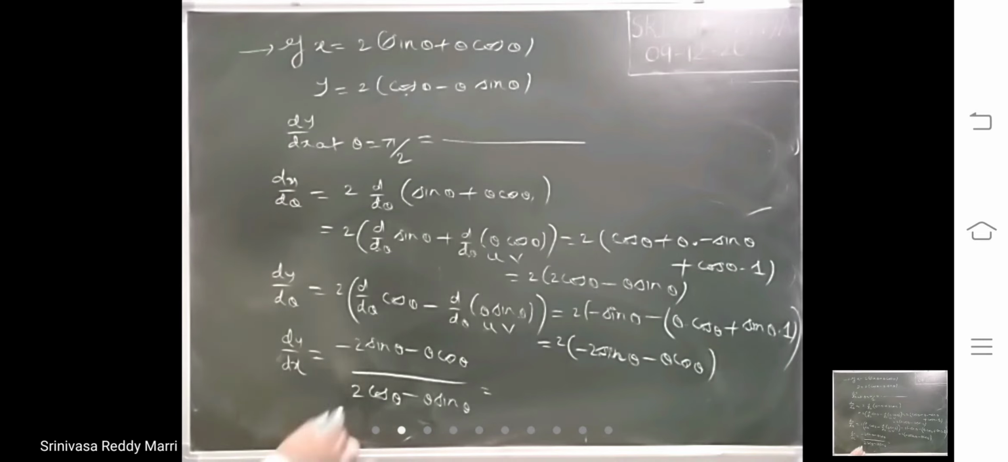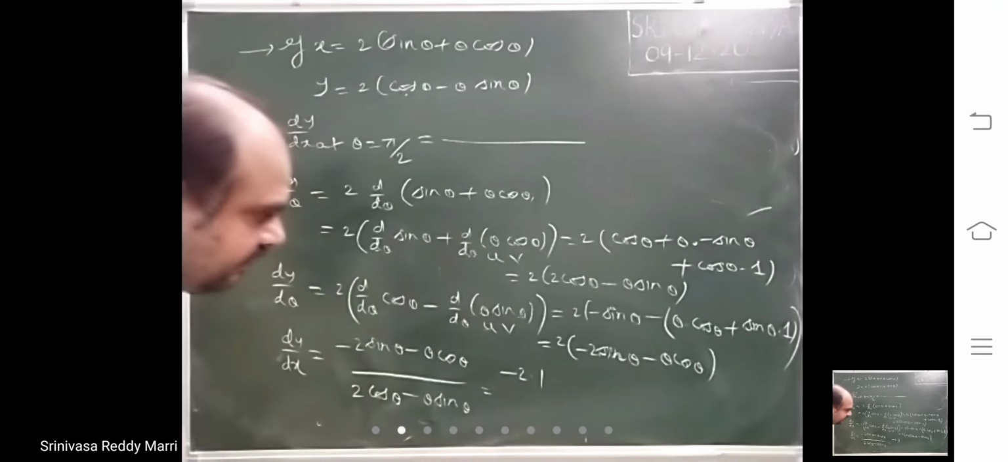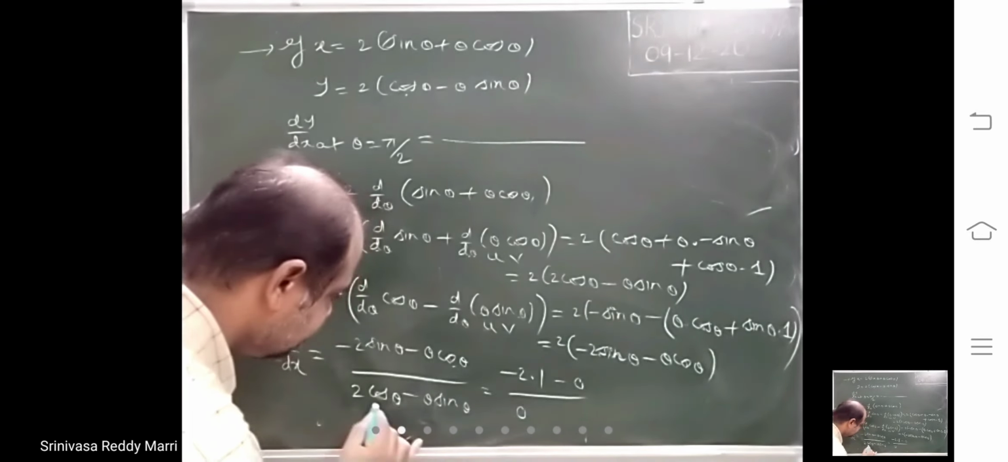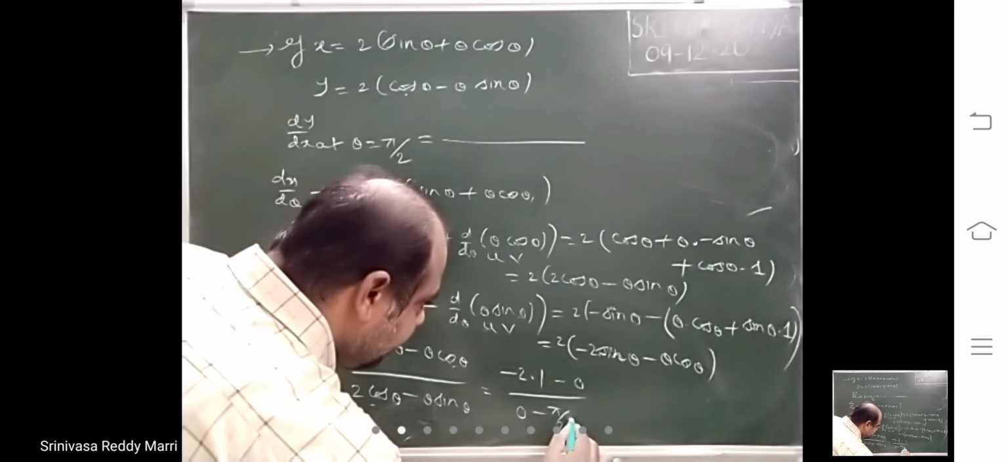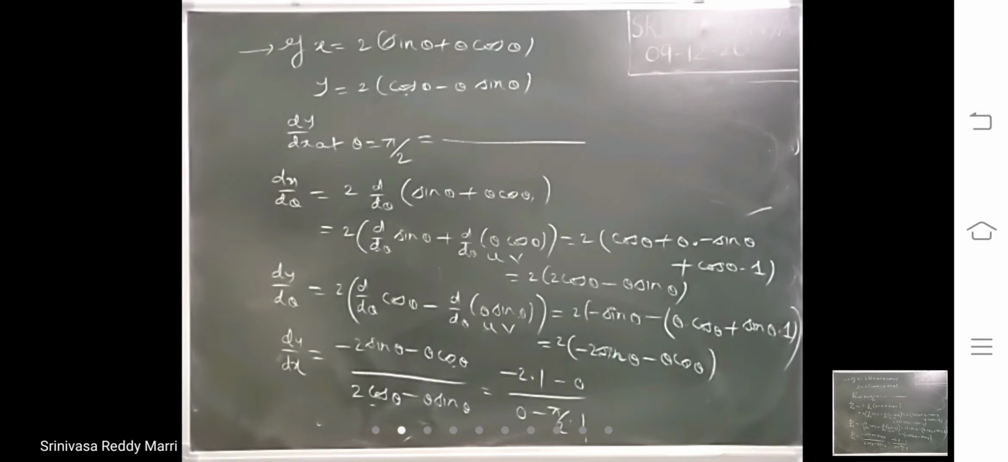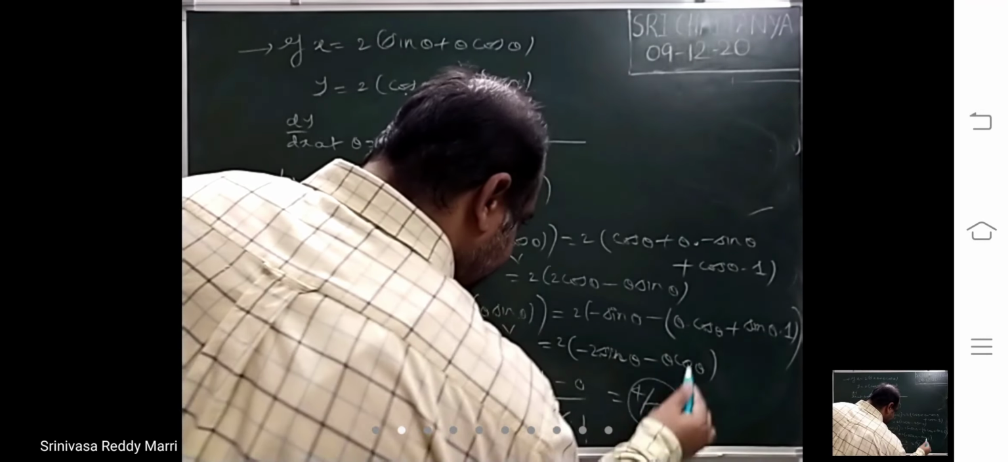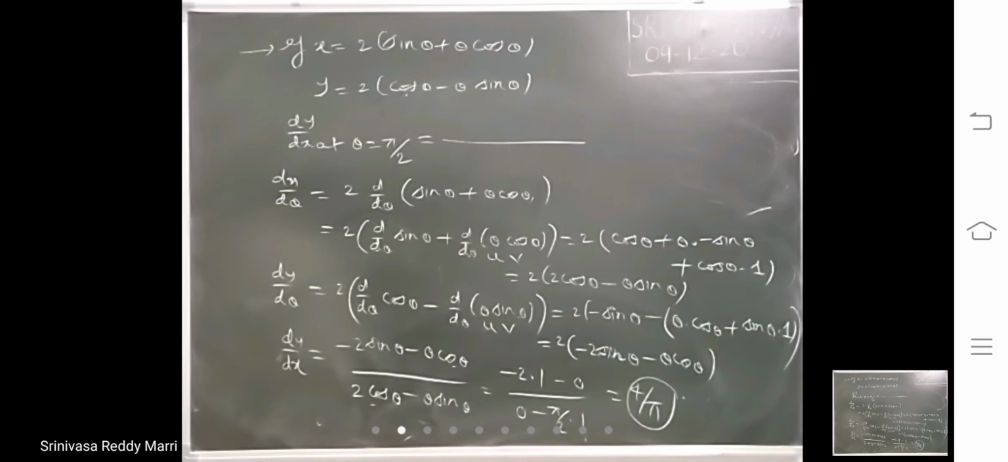Now theta equal to pi by 2. Theta equal to pi by 2 means minus 2 into 1, minus cos pi by 2 will become 0, divided by this is 0 minus pi by 2 into 1. Therefore you will get minus 2 divided by minus pi by 2, that means 4 divided by pi. That is the answer. Like that, whenever parametric equations are given, this is how to find dy by dx.